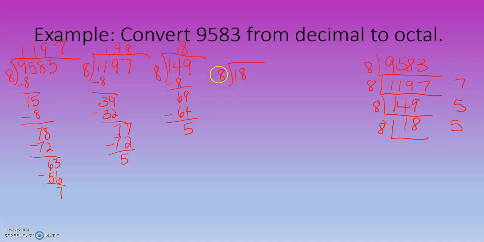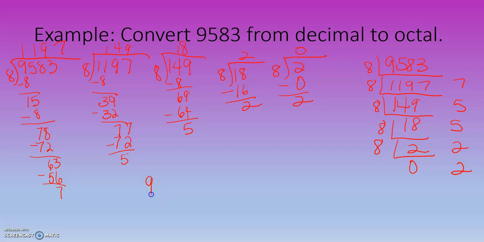18 divided by 8. 8 goes into 18 twice. Remainder 2. 2 divided by 8. 8 divides into 2 0 times. Remainder 2. There's that quotient of 0 we were looking for. 9,583 equals 22557. 9,583 equals 22557 base 8.